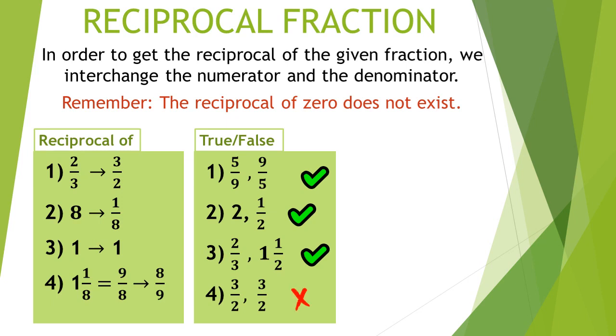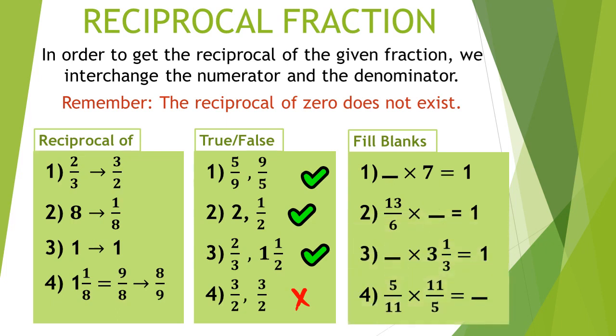Let's solve one more question. Fill in the blanks. Question number 1. Dash multiplied by 7 is equal to 1. We know that the reciprocal of 7 is 1 upon 7. So the answer is 1 upon 7.